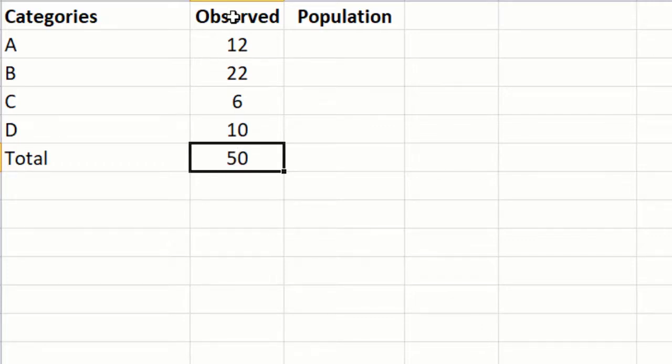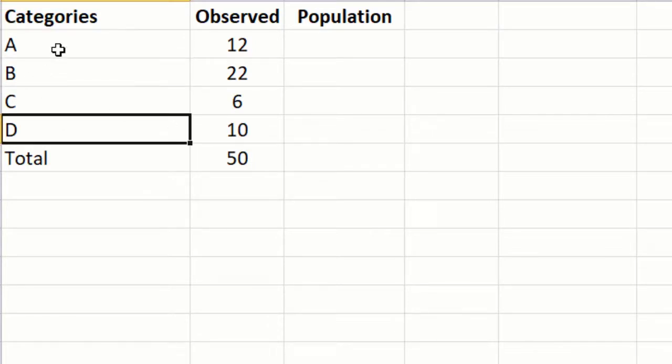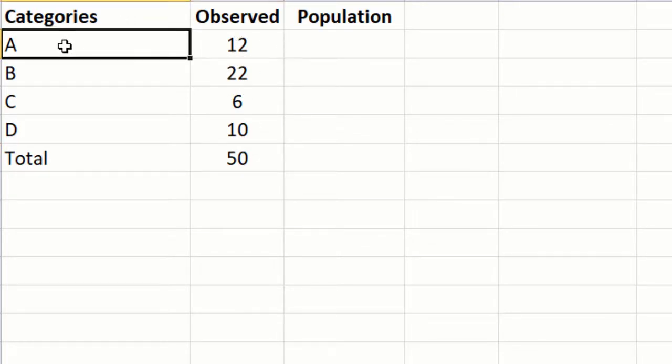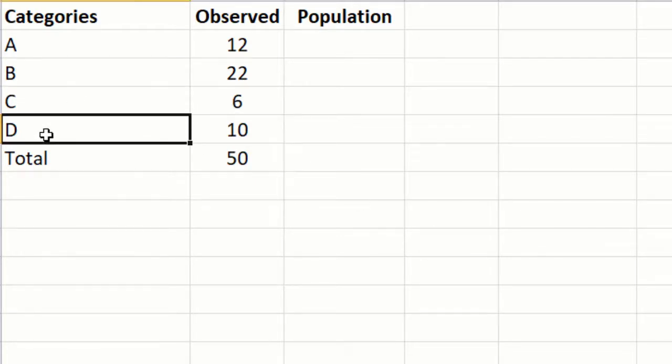Here we don't even have to worry about what these categories are. There are just some categories, as explained in the general discussion, that any population can be divided into, some number of categories of interest. In this particular sample, we observe that there are 12 members. It could be 12 people, it could be 12 individuals, but in this sample there are 12 that belong to category A. There are 22 that belong to category B, and 6 for category C, and 10 for category D.